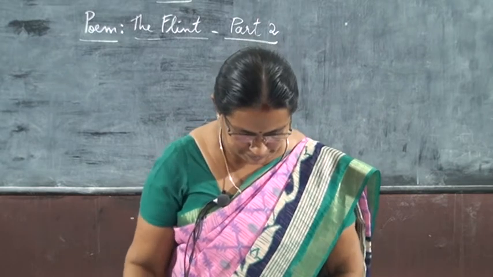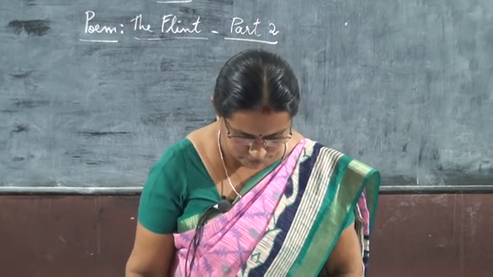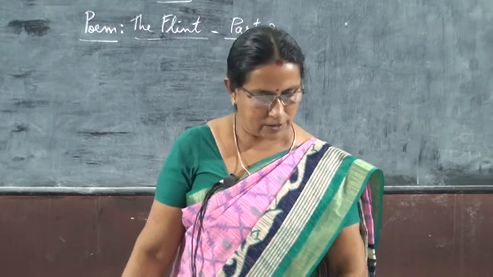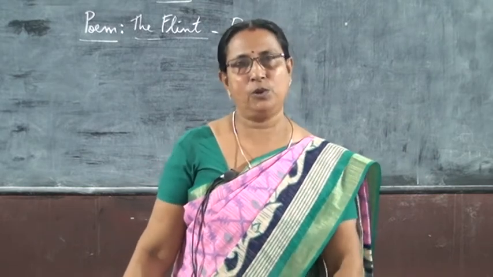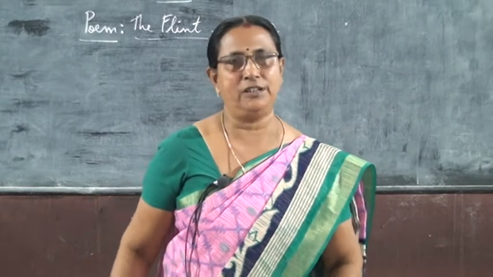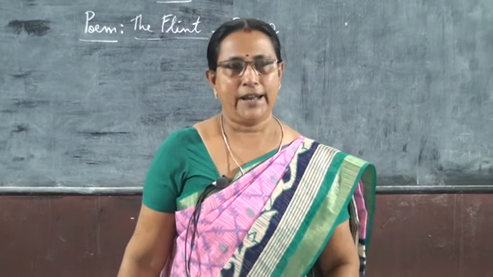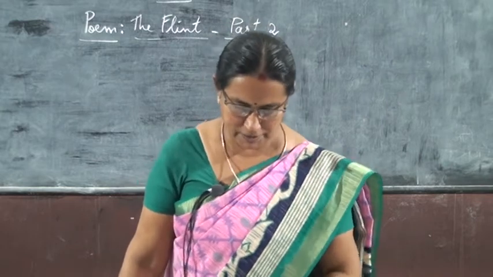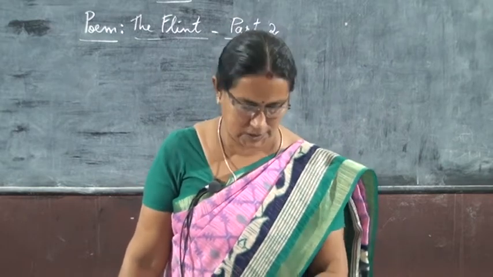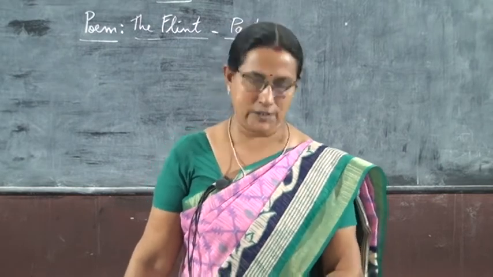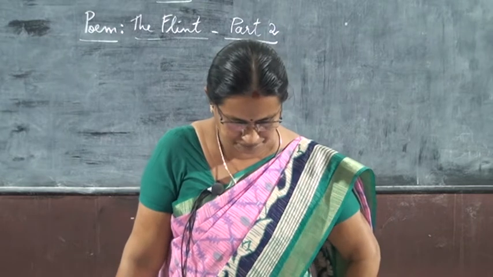Now explain the line, an opal holds a fiery spark. Now what is the meaning of that? I have told you opal is a precious stone and it has got the ability to absorb the color of light of the things next to it. So it means that an opal has the quality of reflecting colors of the things next to it.